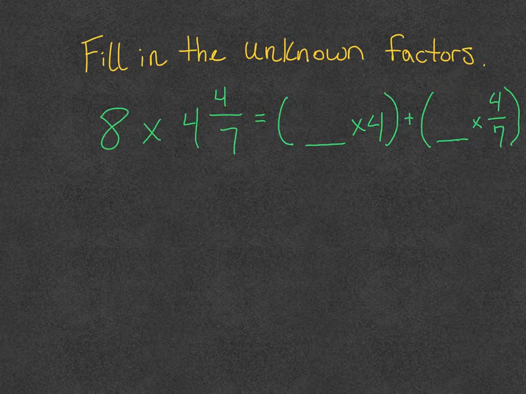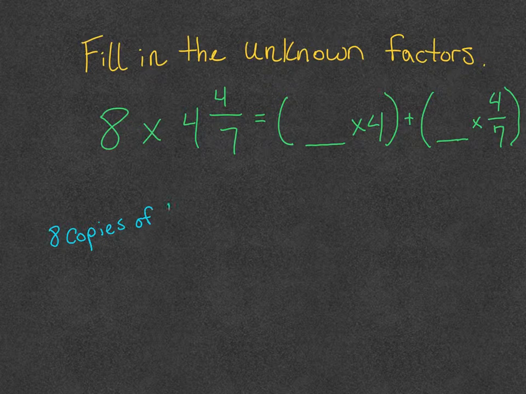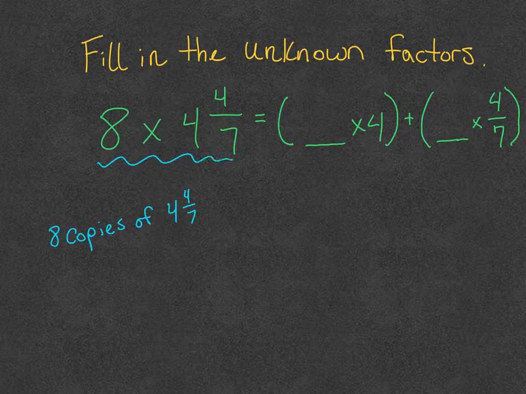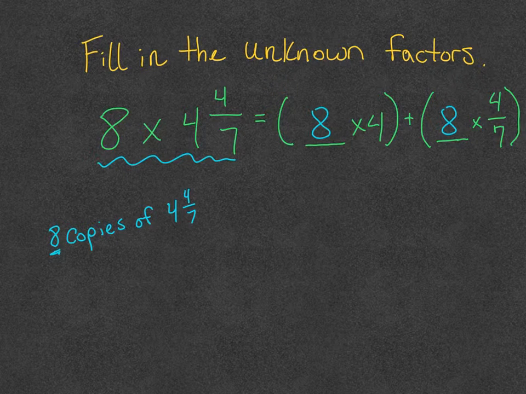Remember, I want you to think of this as 8 copies of 4 and 4/7. That's what this is basically saying. So now what's missing in there? Well, we're missing the 8. So we're going to fill in these two spots with the factor of 8. So we have 8 copies of 4 and 8 copies of 4/7.